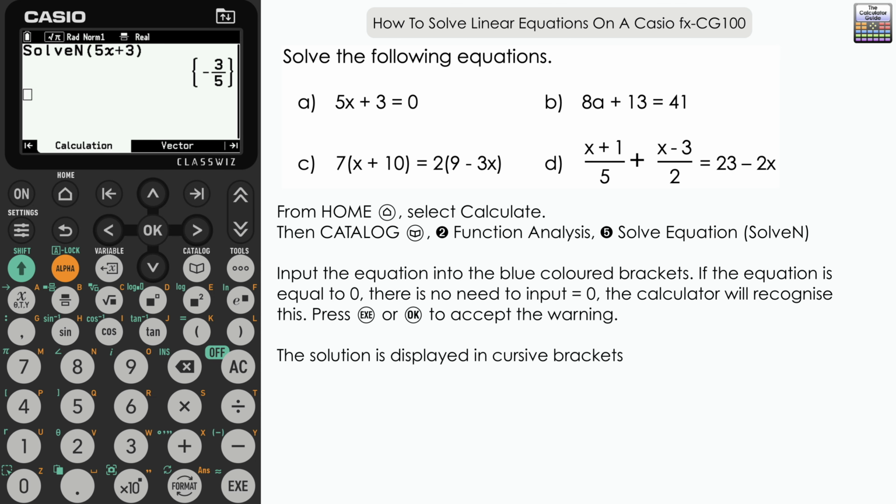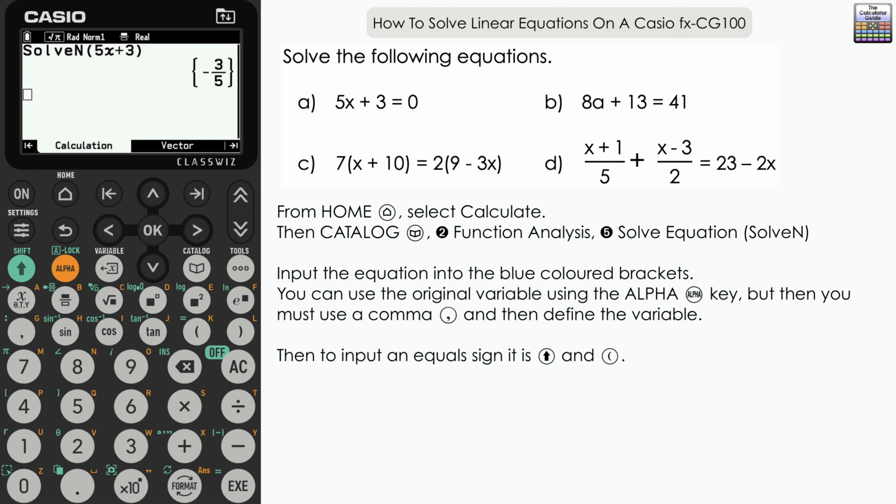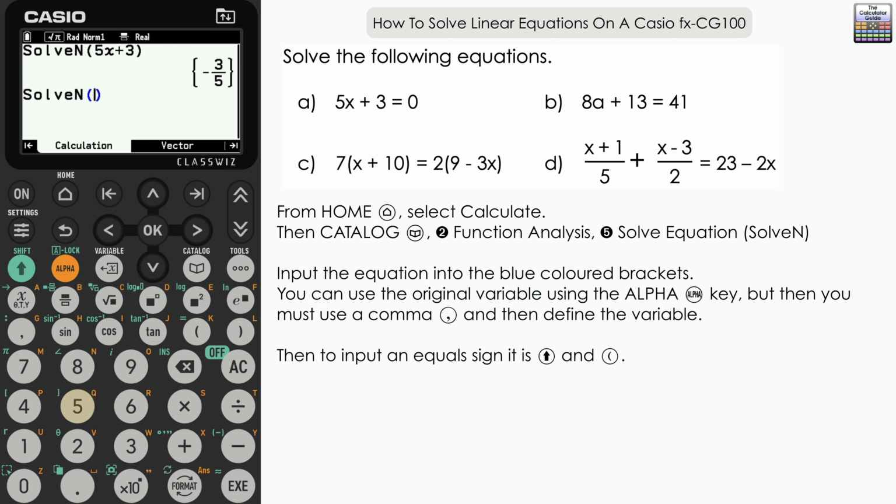For the next equation, 3a plus 13 equals 41, I'm going to show you 2 variations of how we can use SolveN. First is with the actual letter. Let's first access Catalogue, 2 for function analysis, and then 5 solve equation. We're going to input the equation with the letter A. We're going to do this with alpha, and then the X key, which would give us an A. It is a capital letter A, plus 13 equals is shift and left bracket, left parentheses, and then 41.